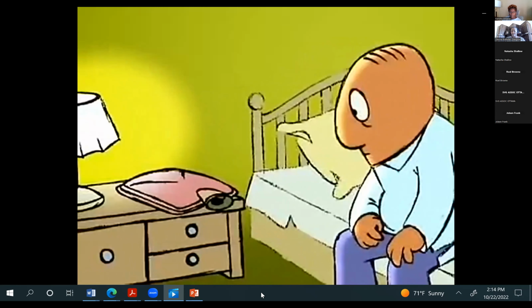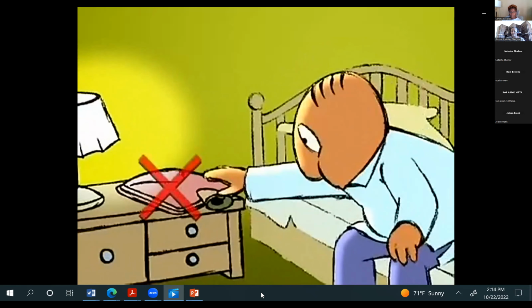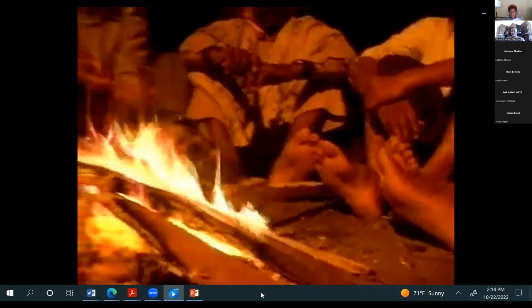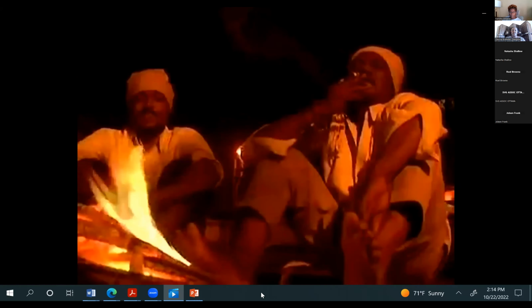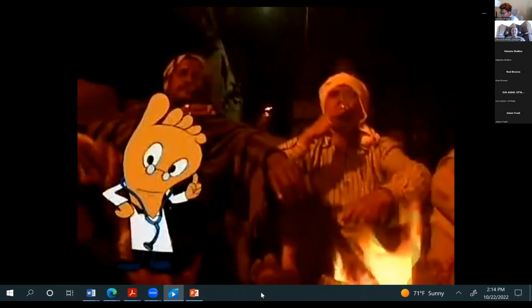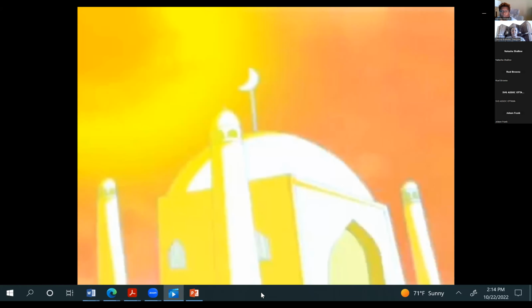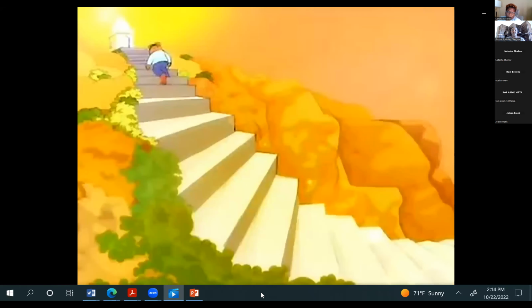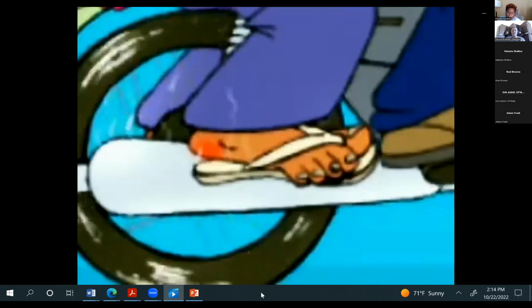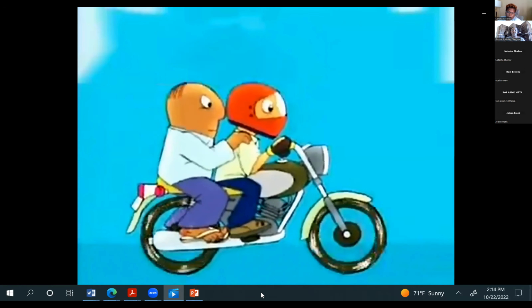Do not use a hot water bag. Or warm your feet at the fire. You may burn them. You should avoid smoking too. Avoid visiting religious places in the hot sun. You may burn your feet. Ensure your foot is not in contact with the exhaust pipe of a motorcycle.